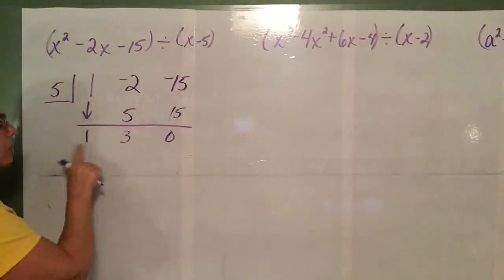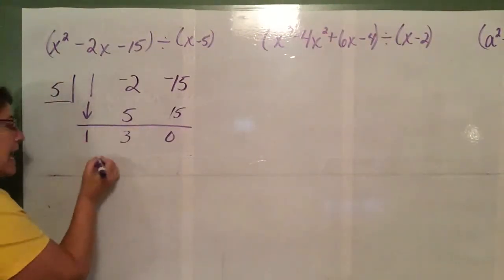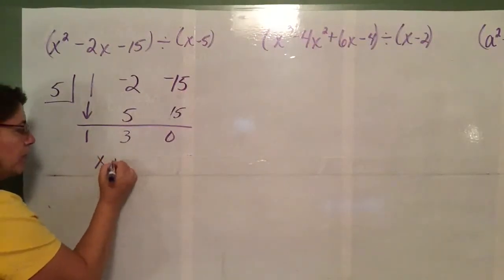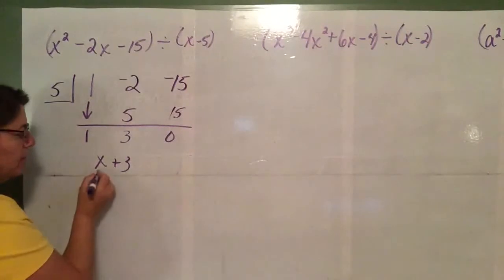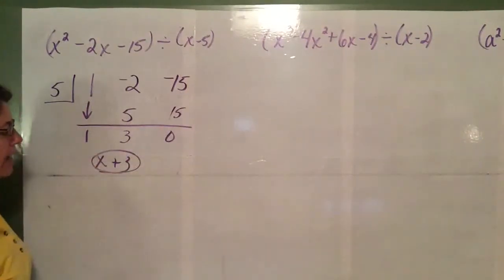So my answer will start with x. So 1x plus 3. Whatever sign is in front of it is the sign you put here. So that division problem gives me x plus 3.